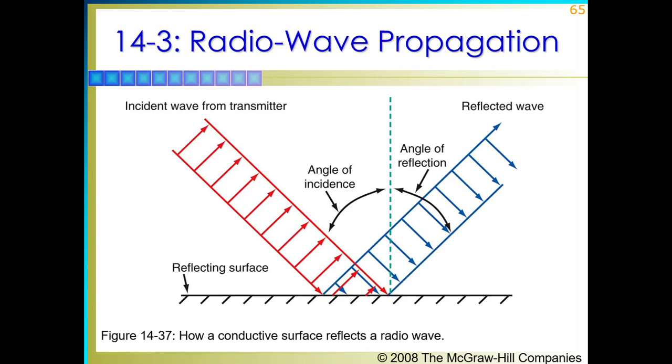The figure shows the direction of the electric field approaching the reflecting surface is reversed from that leaving the surface. The reflection process reverses the polarity of a wave. This is equivalent to a 180-degree phase shift.